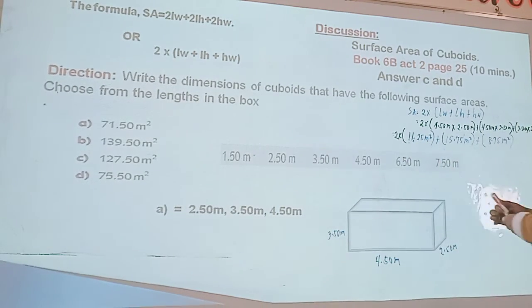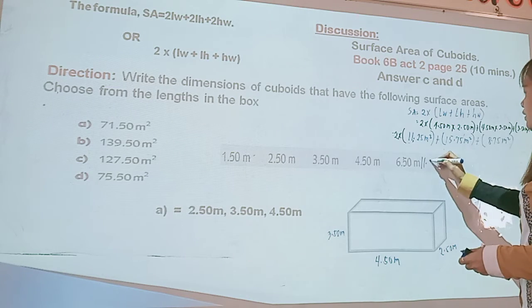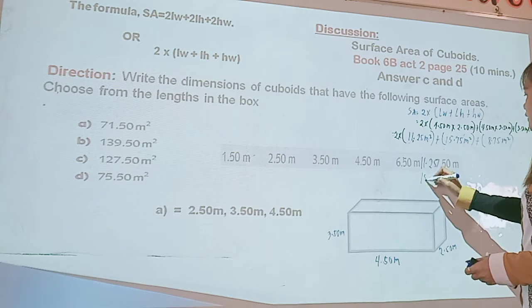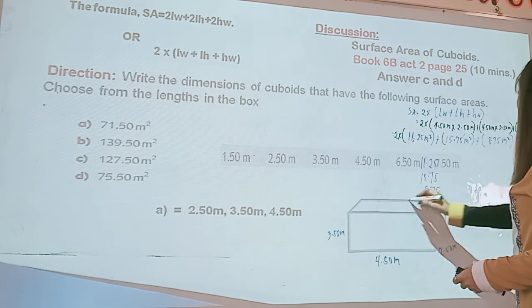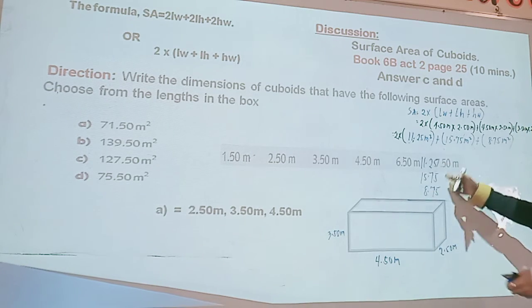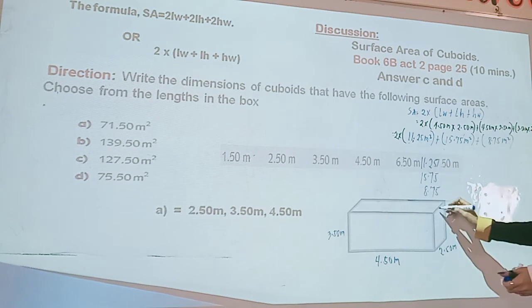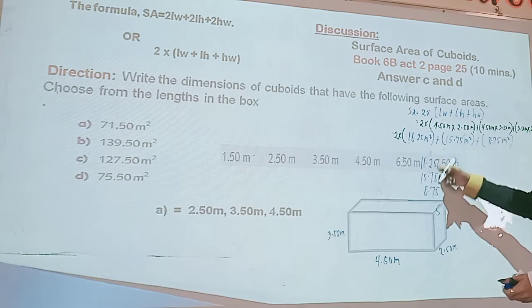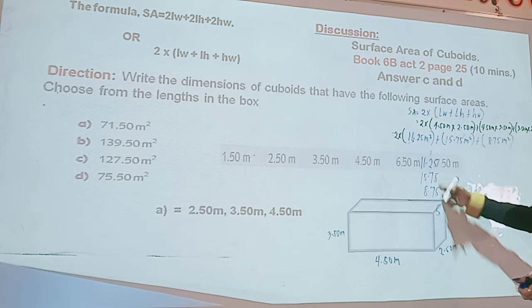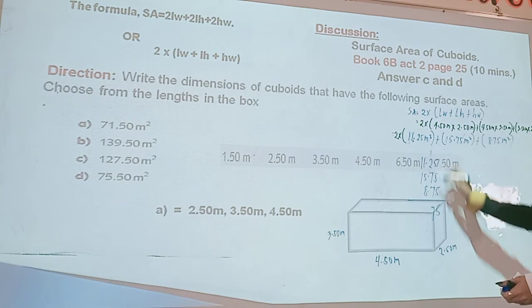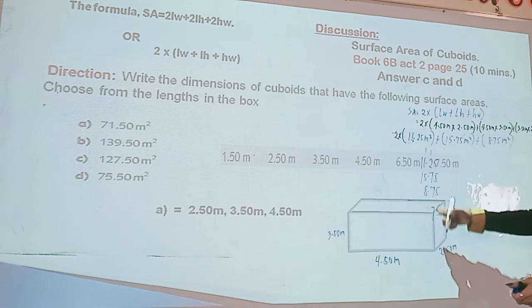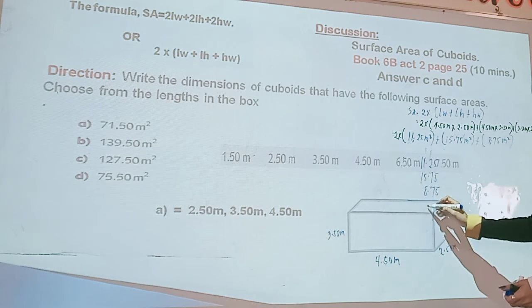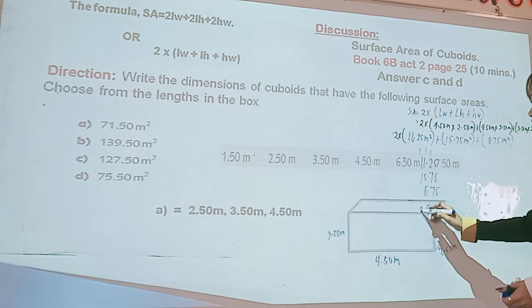Okay, so let us now add all. Let us add 11.25, 15.75, and 8.75. 5 plus 5 is 10, plus 5 is 15. Carry 1. 1 plus 2 is 3. 3 plus 7 is 10. 10 plus 7 is 17. Carry 1. 1 plus 1 is 2. 2 plus 5 is 7. 7 plus 8 is equal to 15. Carry 1. So we have 3.